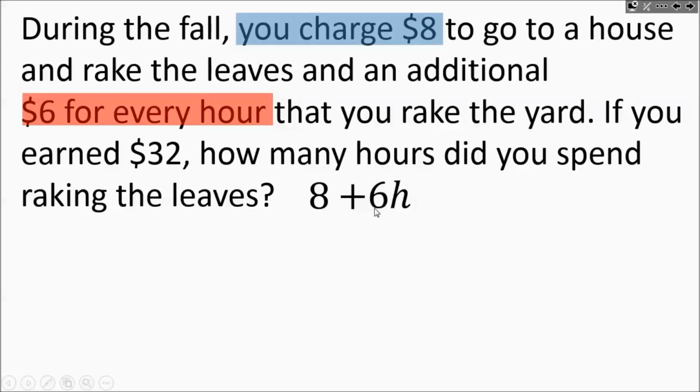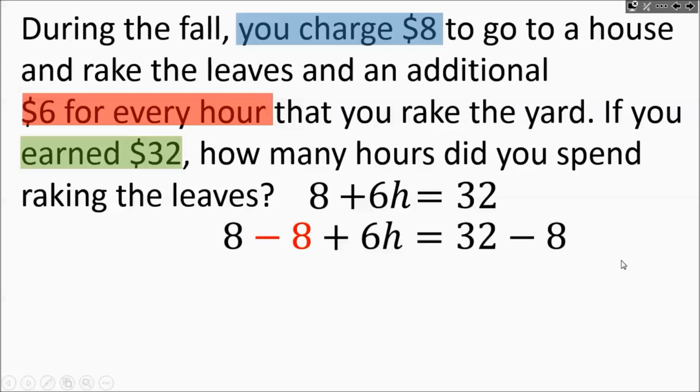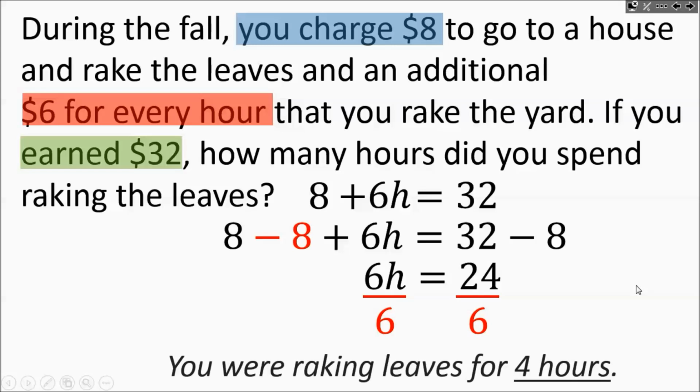So if you worked 1 hour, you'd do 6 times 1 and then add 8. 2 hours, you'd do 6 times 2, then add 8. Well, we ended up making $32 at the end of the day. So we can figure out the number of hours by solving this equation. We're going to subtract 8 from both sides, and then we're going to divide by 6, and you get H being 4 hours. You were raking leaves for 4 hours.